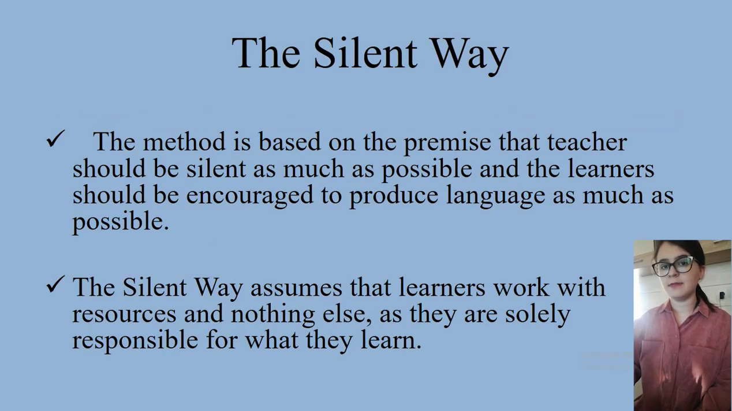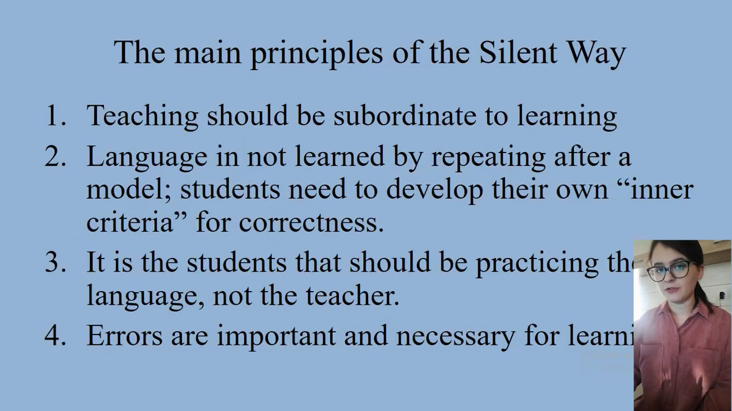The second method is called the silent way. It is a method based on the premise that the teacher should be silent as much as possible, while the student should be encouraged to talk, to produce language as much as possible. The focus is on the student and the way he or she talks. The silent way assumes that learners work with resources and nothing else, as they are solely responsible for what they learn.